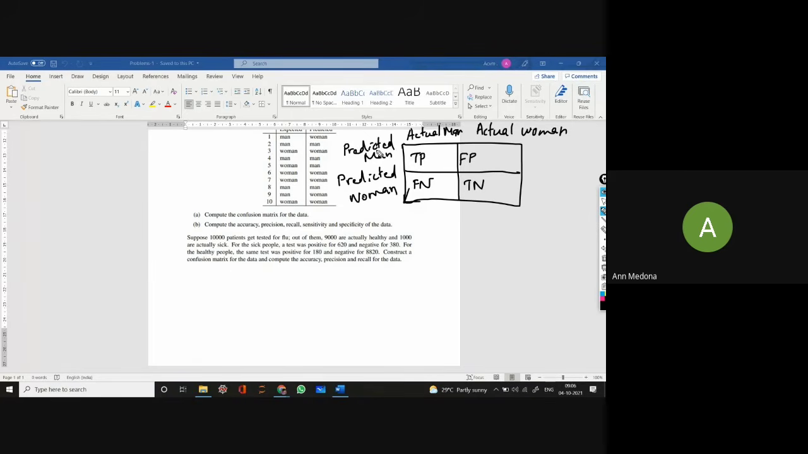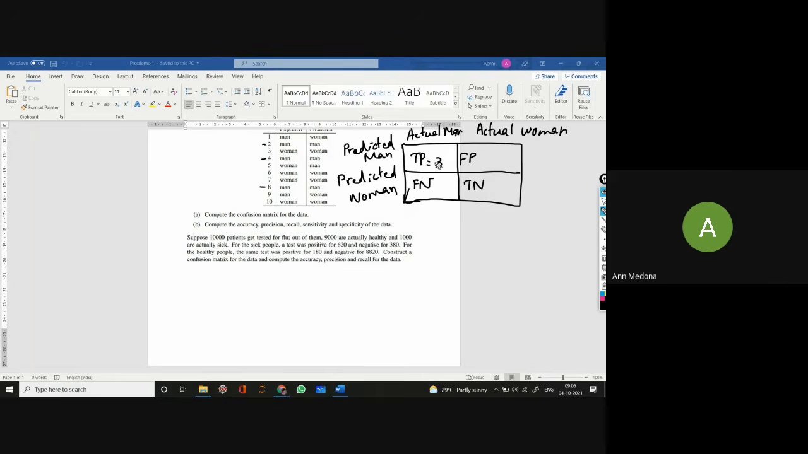True positive is nothing but, in the given data, you count how many samples have both predicted and actual value as man. Here the second one, both predicted and actual values are man. Again for the fourth one, the eighth one. So totally we have three samples where expected and predicted value are man. So true positive will be equal to 3.